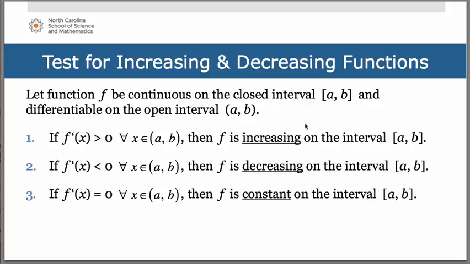If f is continuous on the closed interval from a to b and differentiable on the open interval from a to b: If the derivative is positive, greater than zero, for all x's in that open interval from a to b, then f is increasing on the interval from a to b. If the derivative is negative, less than zero, for all x's in the interval from a to b, f is going to be decreasing on the interval from a to b. Finally, if the derivative equals zero for all x's in the open interval from a to b, then f is constant on the interval from a to b.